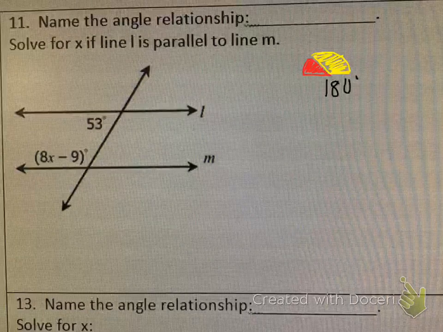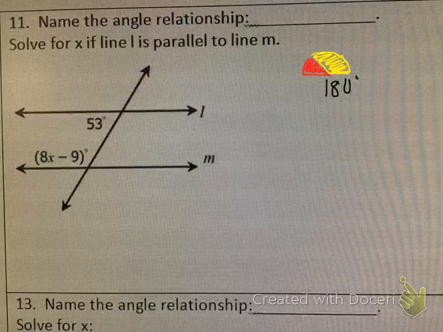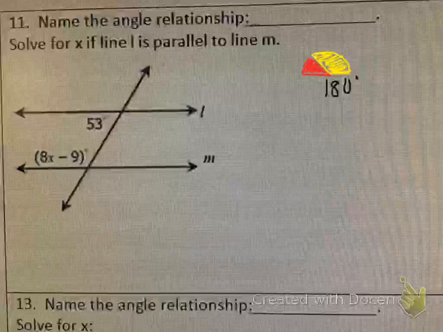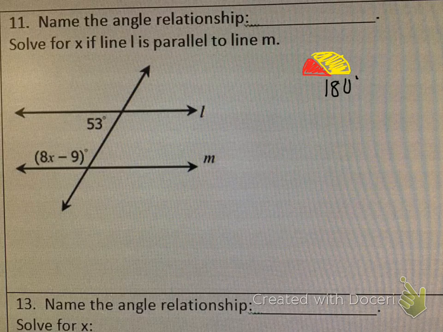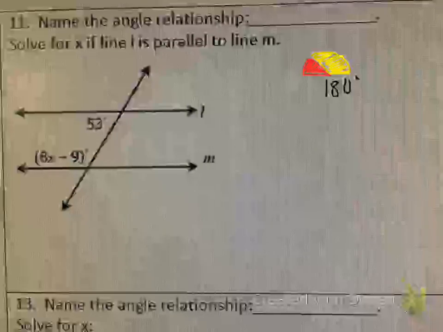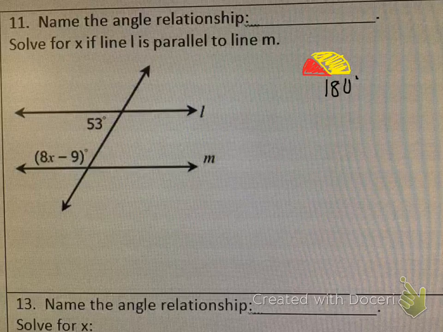For number 11, I have a picture of parallel lines cut by a transversal, and we're asked to name the angle relationship where the 53 degrees is and the 8x minus 9. So in terms of their location, I notice that they're inside of the parallel lines and they're both on the left-hand side of the transversal. So this would be consecutive interior.